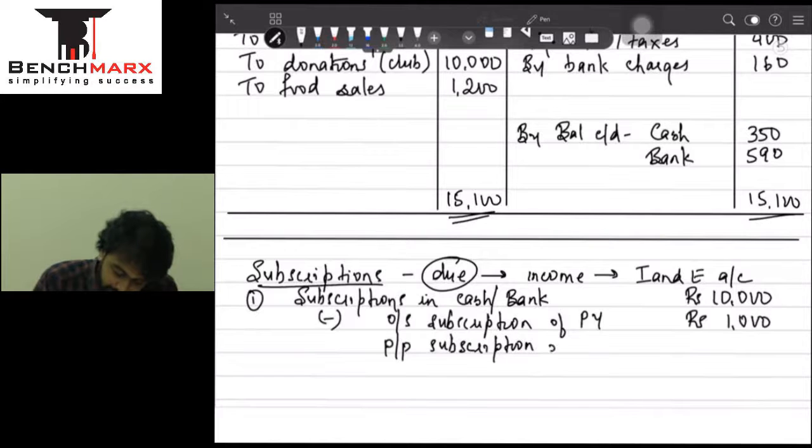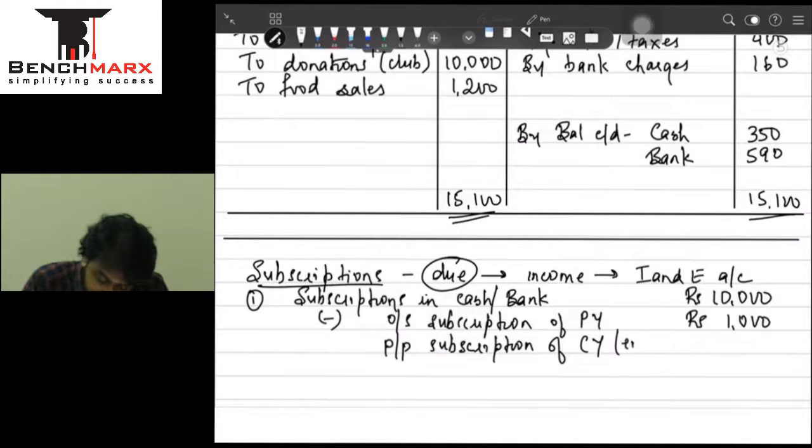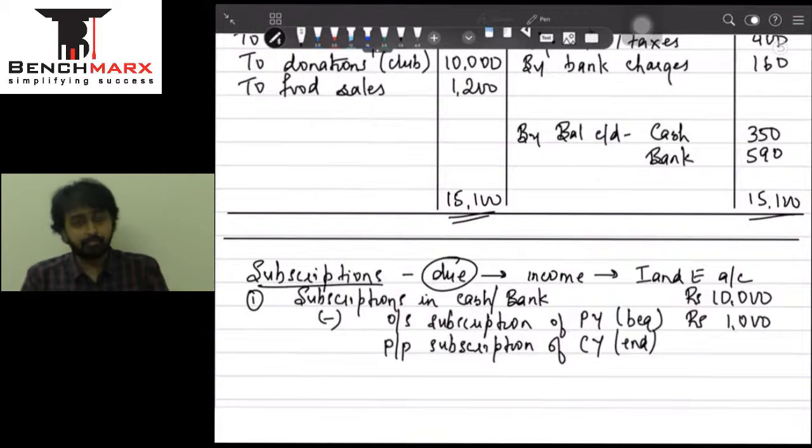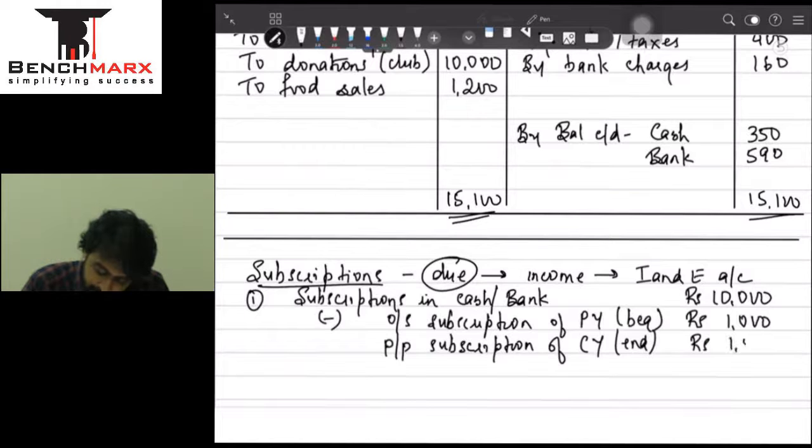This is prepaid subscription of the current year. Ki current year ka prepaid kiya hai kisi ne, but this is at the end and this was at the beginning. And because ye saal kisi ne prepaid kiya hai, to ye saal mein as of now it is prepaid for the next year, right? So this is a part of 10,000, but it should not be a part of 10,000 because this is next year's income. So I should subtract this also. Let's take an example of say 1,500. Ye bhi less karna padega. So bracket mein jayega ye bhi.